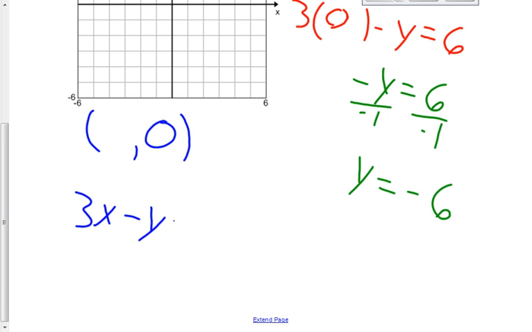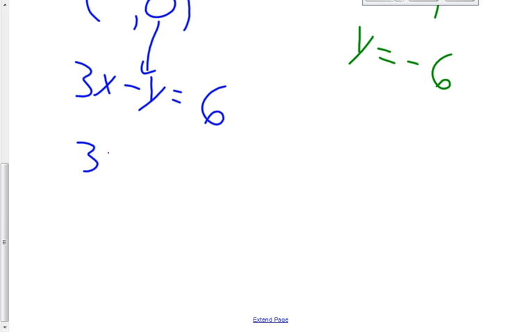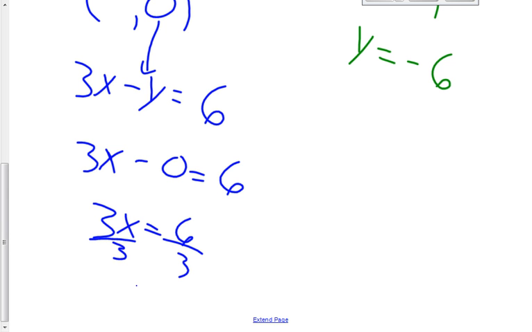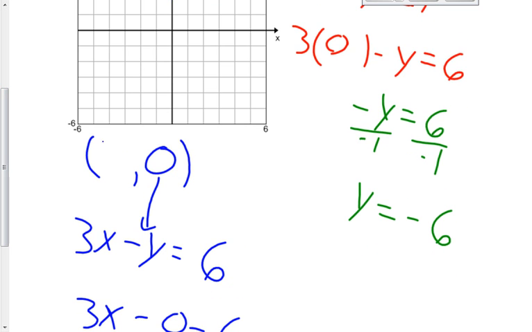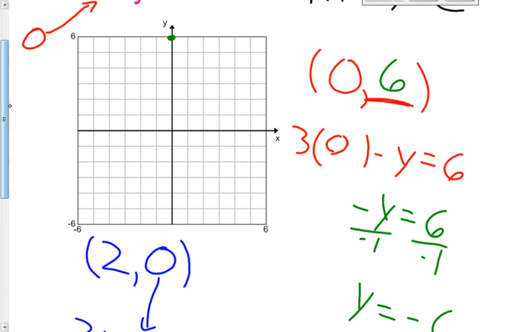3x minus y equals 6. And I just said that y is 0. So now I have 3x minus 0 equals 6. So quite simply, it's 3x equals 6. Divide both sides by 3. X equals 2. I just found my x-intercept. At 2, 0 is a point also on my graph. So at 0, 6 and at 2, 0.